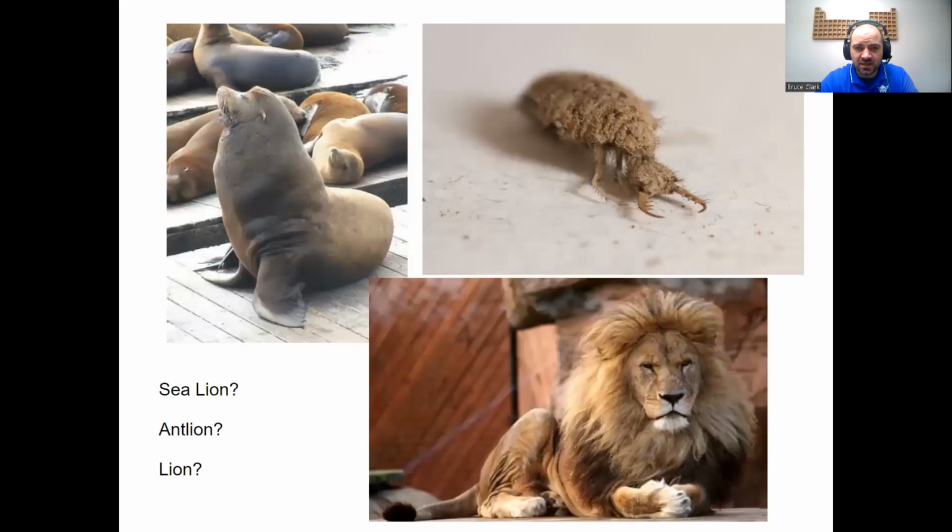Here are some confusing names coming up. All right. These 3 are all different kinds of lions.